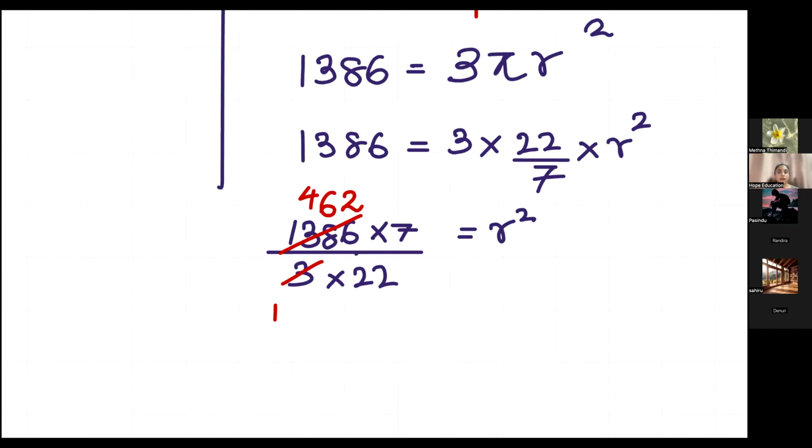Then 462 you can divide by 22. Sorry, 11. 11 times 2 is 22. Right?